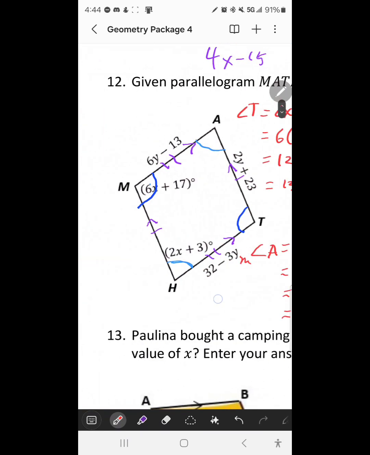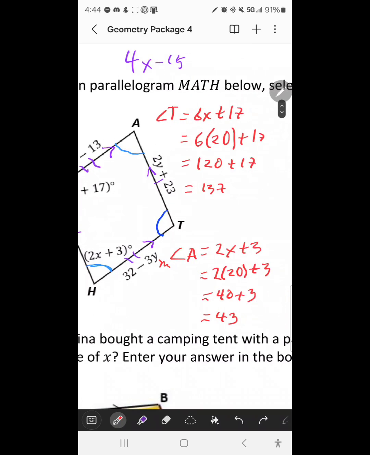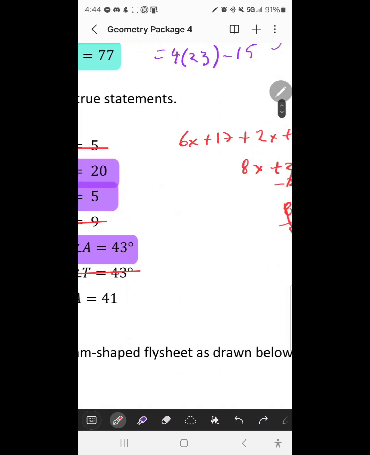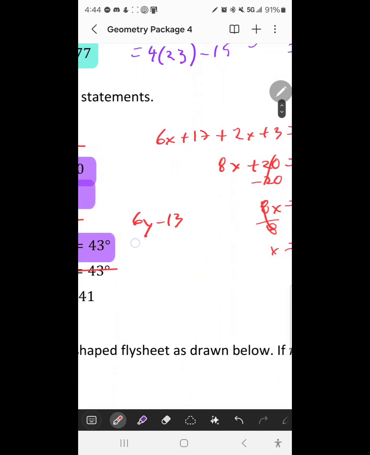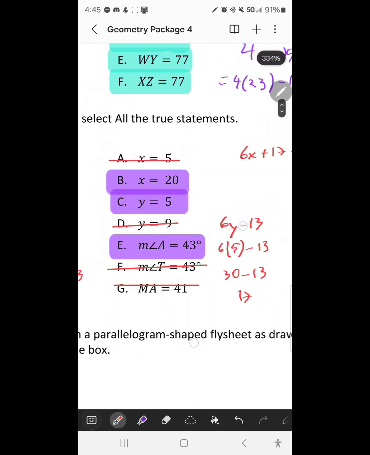And now they say MA equals 41. And MA is this one, 6y minus 13. So let's do that. So 6y minus 13. We have the y is 5. So 6 times 5 minus 13. 6 times 5 is 30. 30 minus 13. And this is going to be 17, which is not 41. So let's go to the next one.